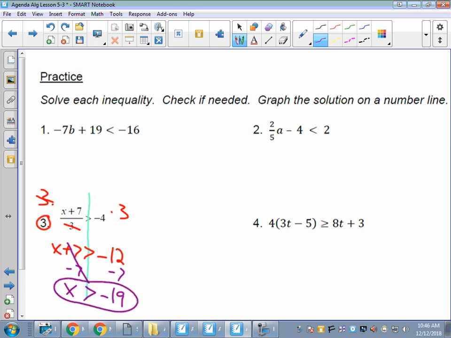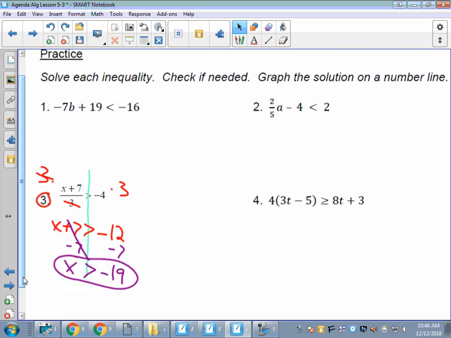Now, it does say to check the solution if needed. That just means let's pick any number that's greater than negative 19. So let's say negative 18. We know negative 18 is greater than negative 19. And just to check our answer, we put it back in the original. Well, negative 18 plus 7 is, what's that, negative 11 over 3.